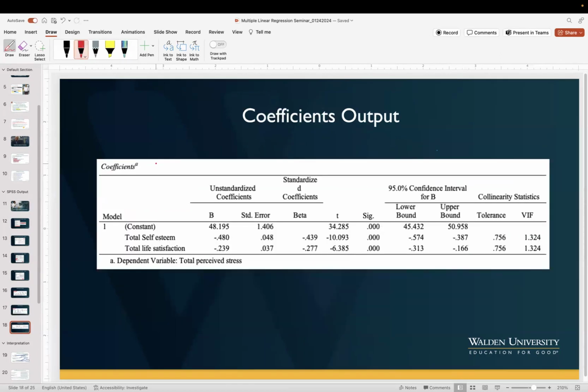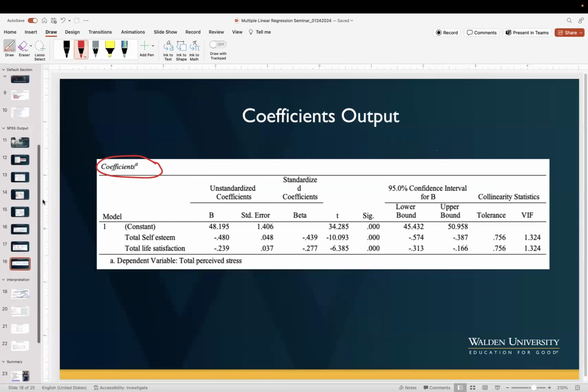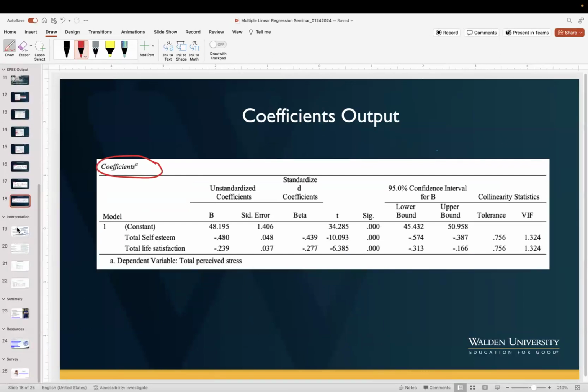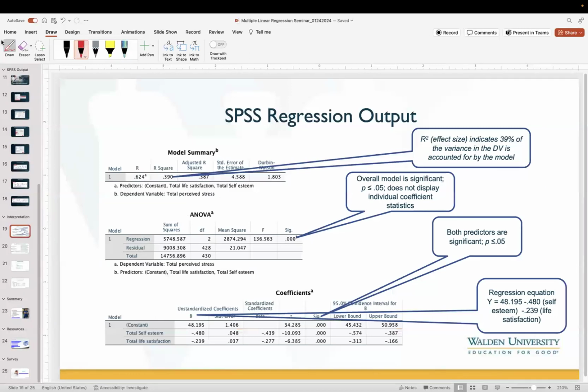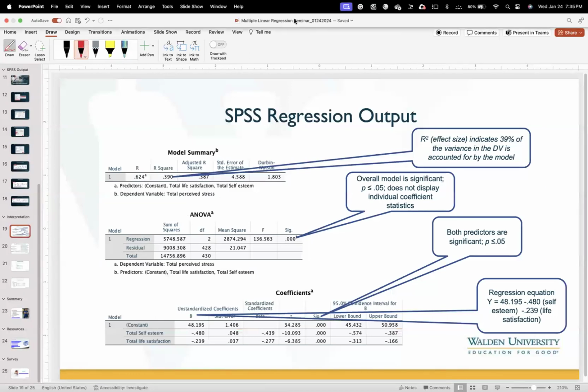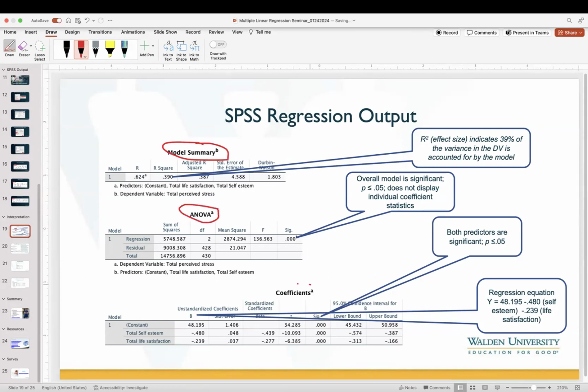Here's another piece of output called the coefficients. You've seen all this output from SPSS and you look at it and you start scratching your head like, oh my gosh, what does all this mean? What am I supposed to do with this? That's what we're trying to get at here, so that we demystify that. Now, let's take a look at that. Here is an example of regression output. Remember I said there's going to be a model summary, an ANOVA, and coefficients. Let's look at each of these individually.